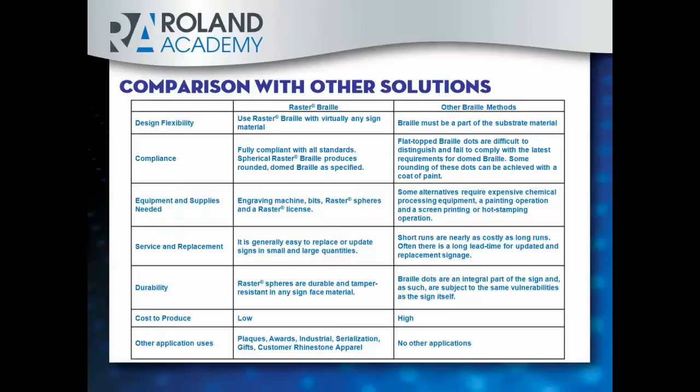So again, service and replaceability. Replacement short runs are just as costly using photopolymer, as well as longer lead times versus rotary. Durability. Okay, the raster spheres are very durable and literally tamper resistant in any sign face material. So once those are press fit in there, it's pretty hard to get those out without totally destroying the entire sign.